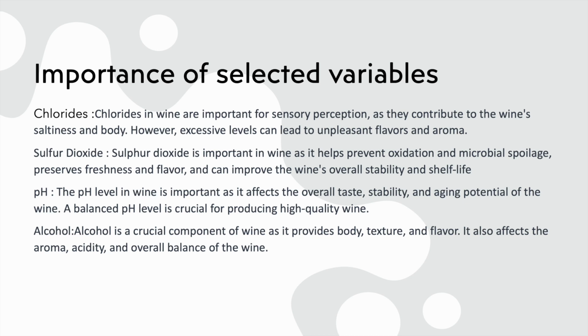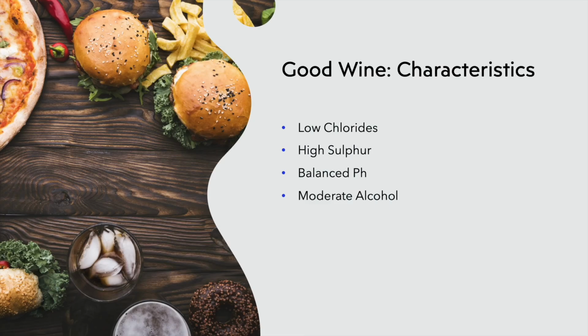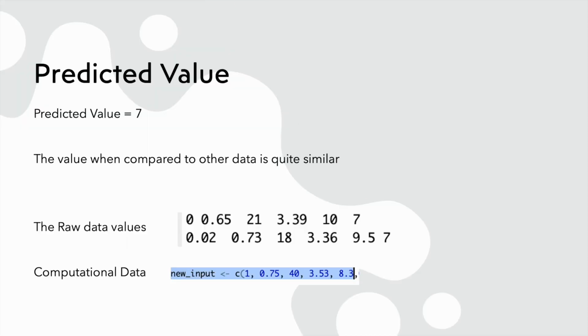The pH value is important. It gives us the overall taste. The acidity and basicity are determined by the pH, and how the wine is going to taste on the palate depends on the pH. And alcohol is a crucial component depending on which wine we are using. It ranges from 10 to 15% depending on the wine. So a good wine, for me, should have low chlorides, high sulfur, balanced pH, and moderate alcohol value.